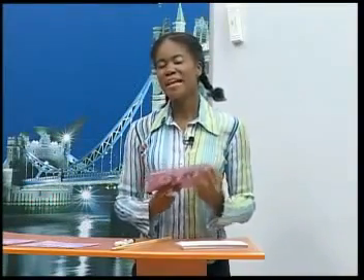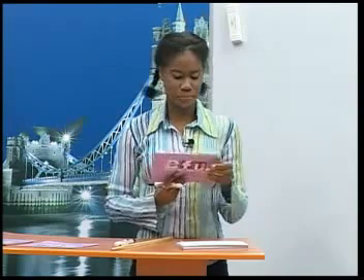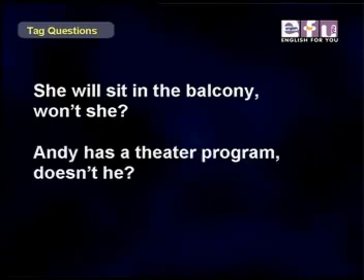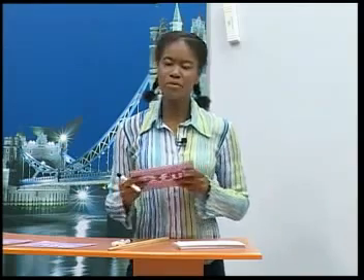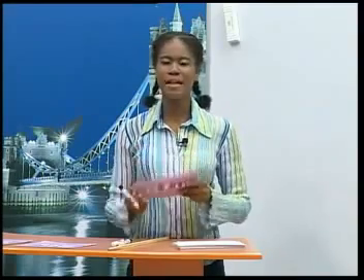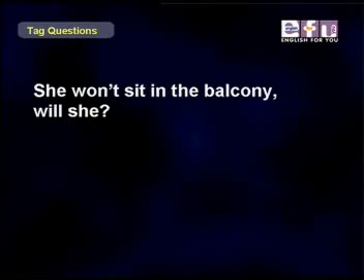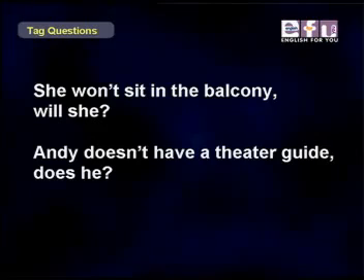We usually use a negative question tag after a positive sentence. Let's look at these examples. She will sit in the balcony. Won't she? Andy has a theater program. Doesn't he? We usually use a positive question tag after a negative sentence. Take a look. She won't sit in the balcony, will she? Andy doesn't have a theater guide, does he?